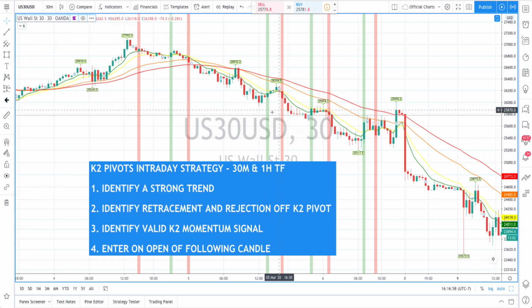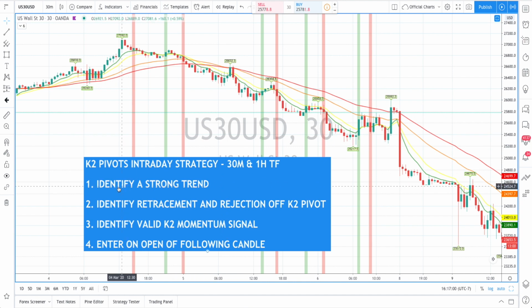So as you can see right here, we've met all three requirements. We have identified a strong trend downwards, we've identified a retracement right here, price retraced up, and we identified the rejection of the K2 pivot zones, which would be exactly right here. Lastly, we identified a valid K2 momentum signal, which would be right here, and this is valid, like I said earlier, because it's a sell signal with a red bearish candle.